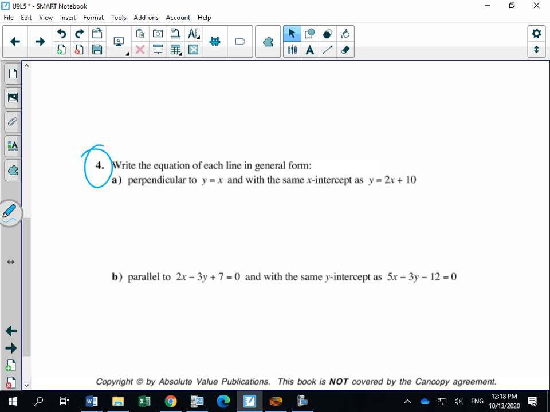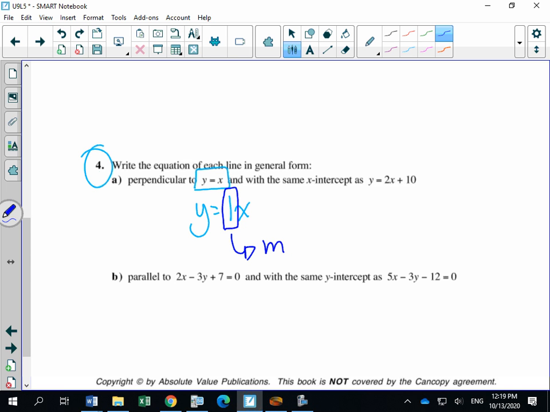You guys, let's really quickly talk about 4A. They want it perpendicular to this guy here. So write down y is equal to 1x. So let's just actually take this slope out. Slope is equal to 1. What would perpendicular to 1 be? Negative 1 over 1. Yep. So perpendicular to this guy would be negative 1. So this is going to be your new slope.